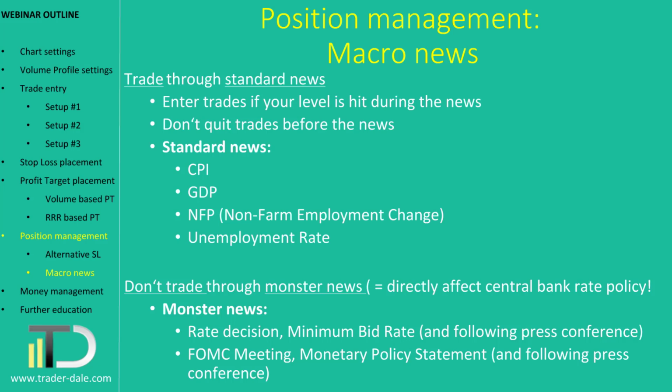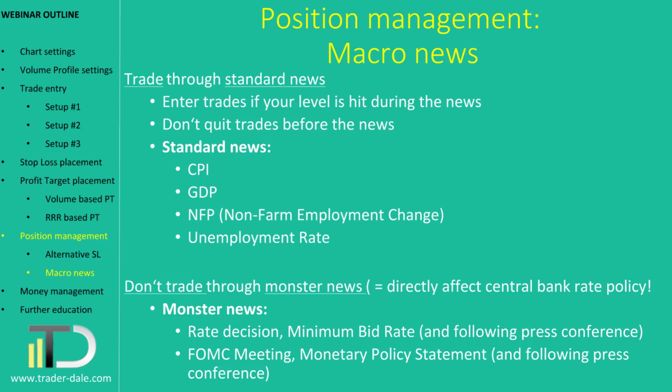The standard macro news are, for example, the CPI news or GDP news or NFP news or unemployment rate news. And if you go, for example, to Forex Factory, then those news are marked in red color. Those are marked as strong, high impact news, but I trade through those news because I don't want to manage my swing trades all the time, right? There is one exception, and the exception is what I call the monster news.